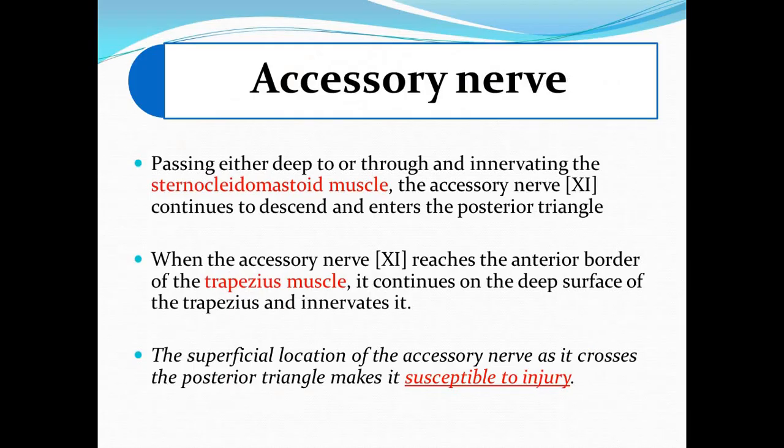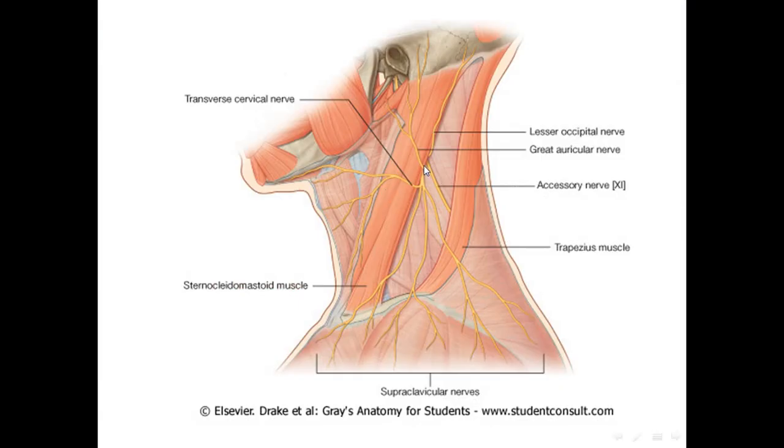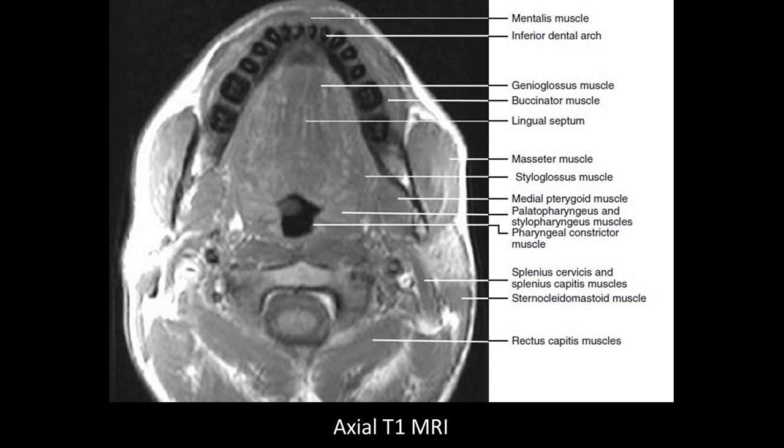The accessory nerve, as we said previously, passes either deep or through and innervates the sternocleidomastoid, and then it descends superficially, and then again it goes deeper to the trapezius muscle. Because of this superficial location, it's susceptible to injury and needs to be evaluated. This is the course of the accessory nerve within the posterior triangle of the neck. So let's move on to these images to review what we have learned about the neck.